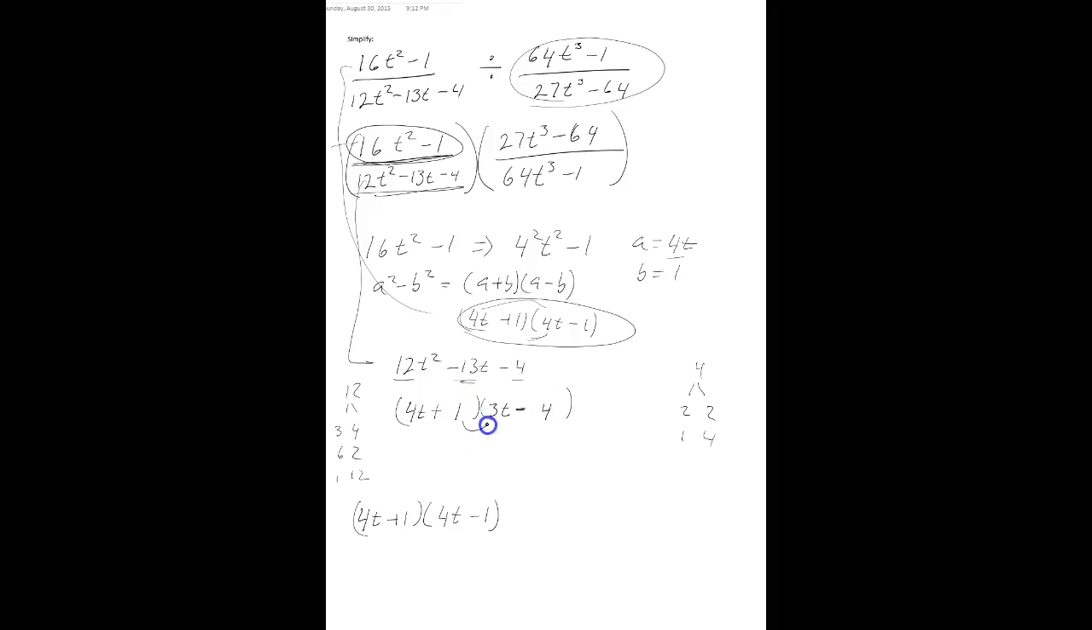So let's check that. It gets plus 3t and then minus 16t. Add those together, we get negative 13t. And that's what we're looking for. So that checks. So this becomes, down here, all over 4t plus 1 times 3t minus 4. Now that we've completed the difference of squares, let's come back up and look at the parts up here.